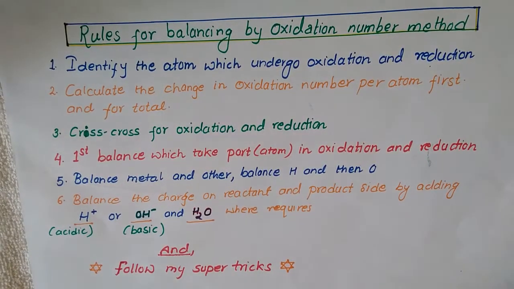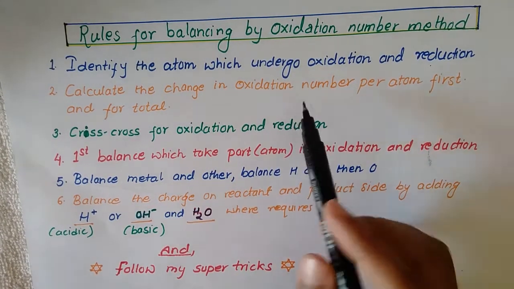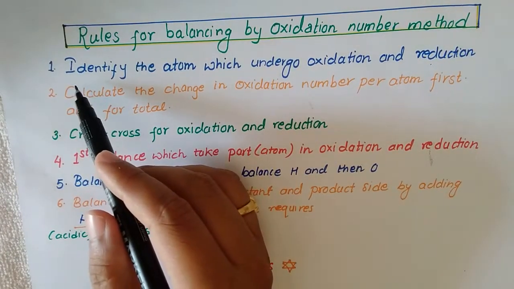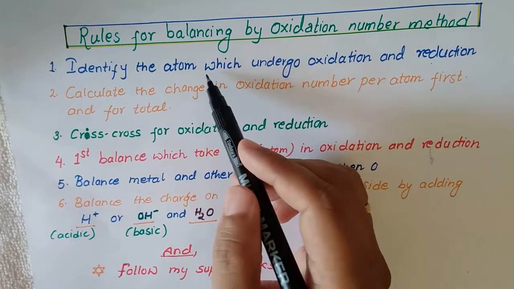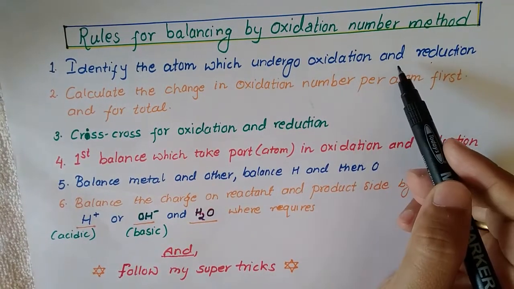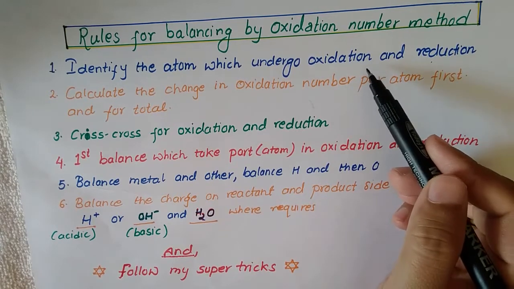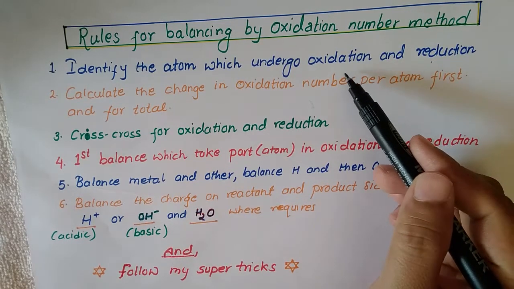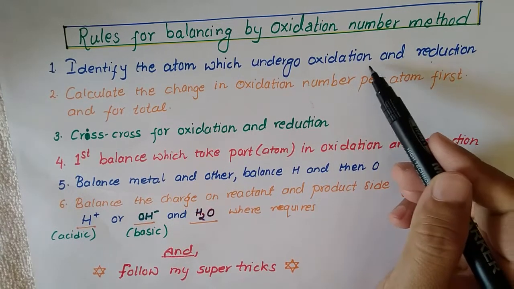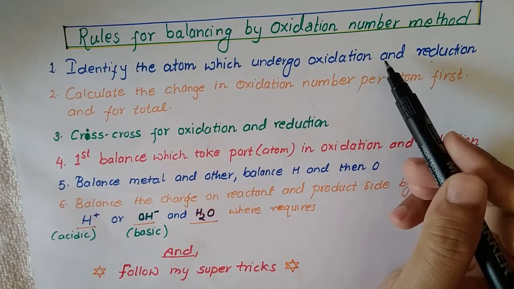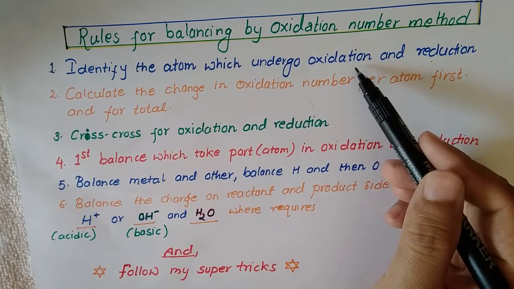Rules for balancing chemical reactions by the oxidation number method. The first is to identify the atom which undergoes oxidation and reduction. I already posted 2 videos on oxidation and reduction, covering the basic concept of oxidation and reduction, oxidizing agent, reducing agent, and calculation of oxidation number.